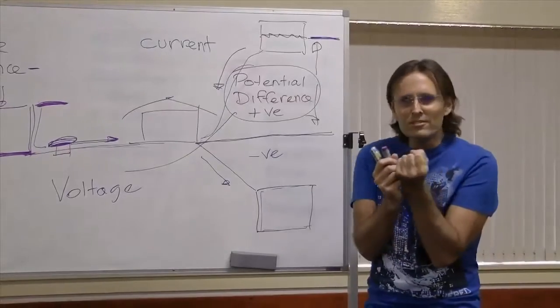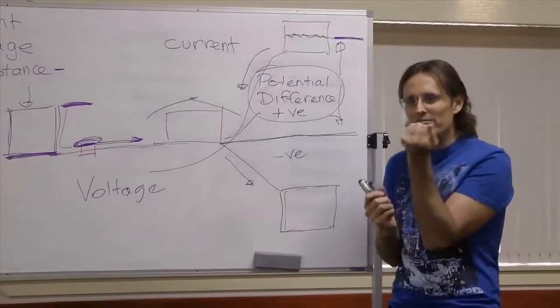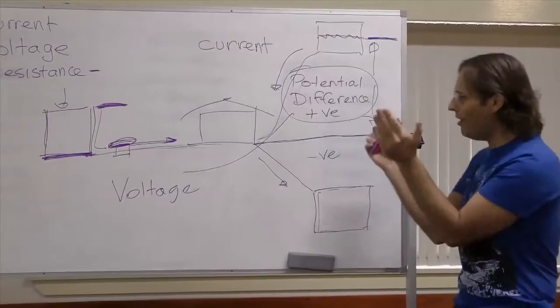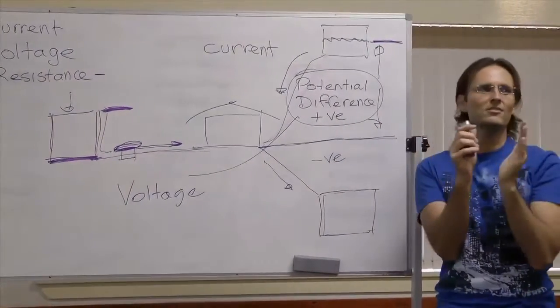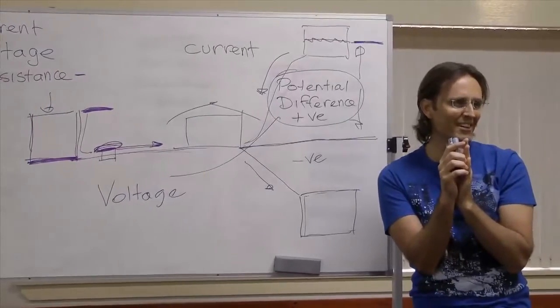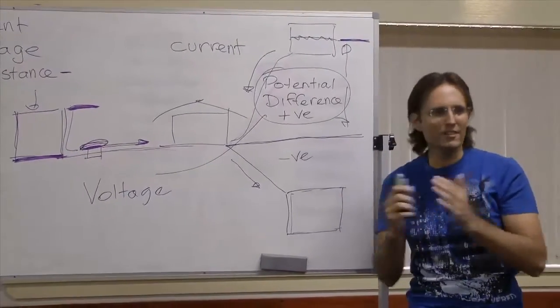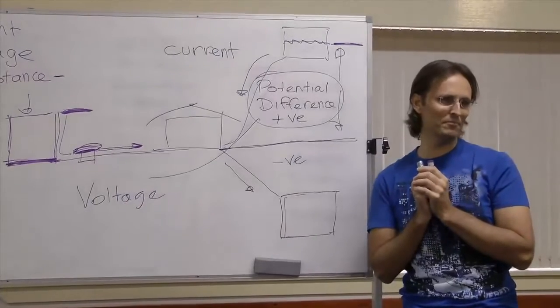We have resistors that resist the flow. They're like pipes that are thinner, and the higher the resistance, the thinner the pipe. And the lower the resistance, the fatter the pipe, if you like.